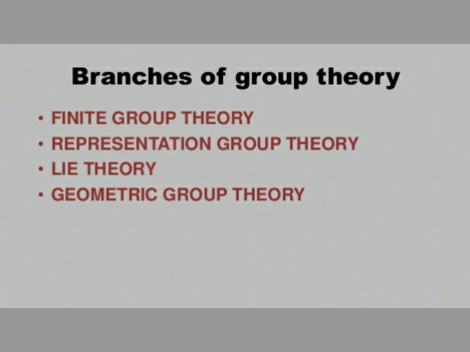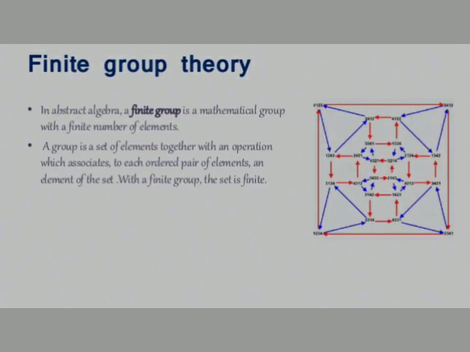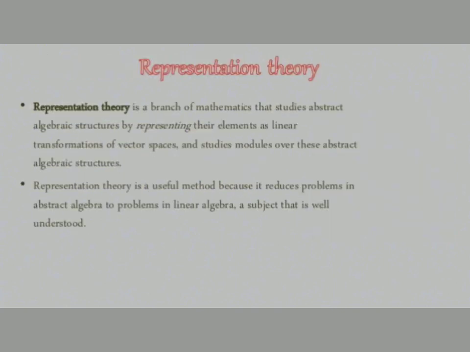First one, finite group theory. A finite group is a mathematical group with a finite number of elements. Consider any finite set which is supported by an operation on each pair of elements; it is a finite group. Second one, representation theory. Representation theory is also a mathematical branch which studies abstract algebraic structures by representing them as vector spaces and models. It is also a useful method because it reduces problems in abstract algebra to linear algebra, a subject that is well understood.